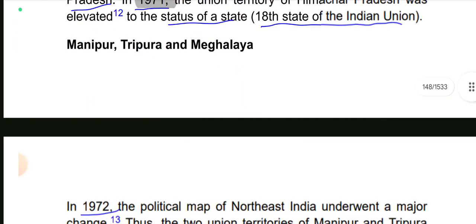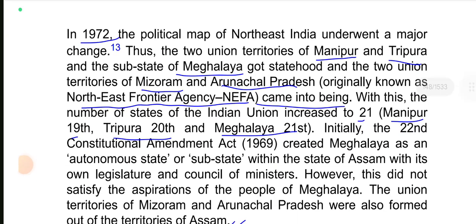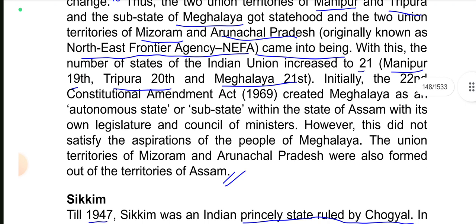Look at Manipur, Tripura and Meghalaya. In 1972, the political map of northeast India underwent a major change. Thus, the two union territories of Manipur and Tripura and the sub-state of Meghalaya got statehood, and the two union territories of Mizoram and Arunachal Pradesh, originally known as the North-East Frontier Agency (NEFA), came into being. With this, the number of states of the Indian Union increased to 21. Manipur 19th, Tripura 20th, and Meghalaya 21st.